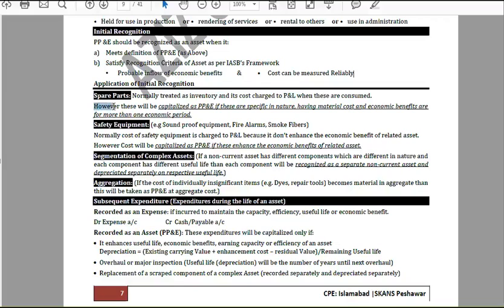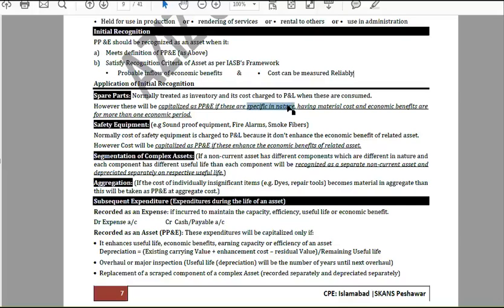However, there is an exception over here. These will be capitalized as property, plant and equipment. Spare parts can be recorded as property, plant and equipment if they are specific in nature. This is the first condition. These spare parts have to be specific in nature.